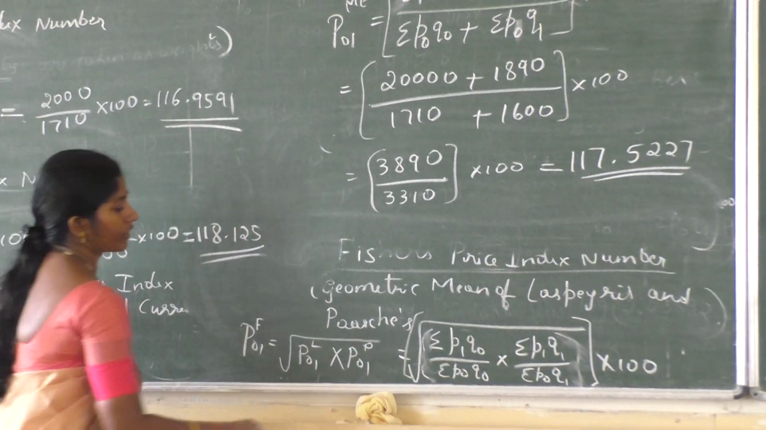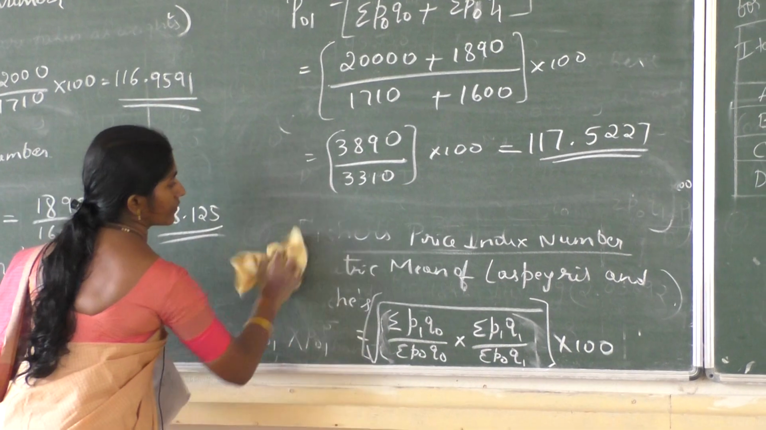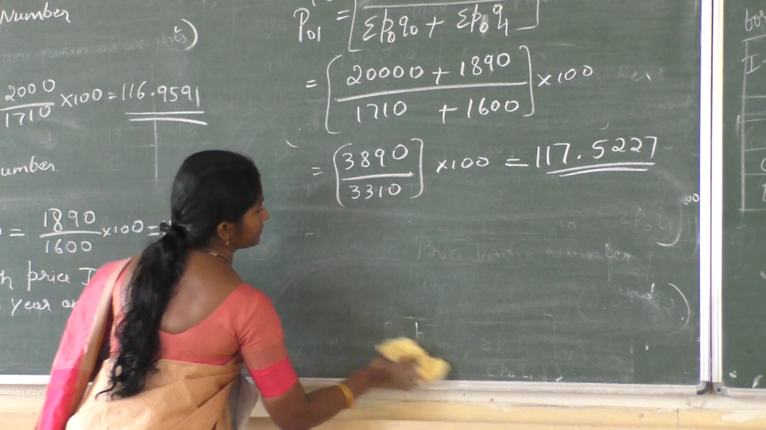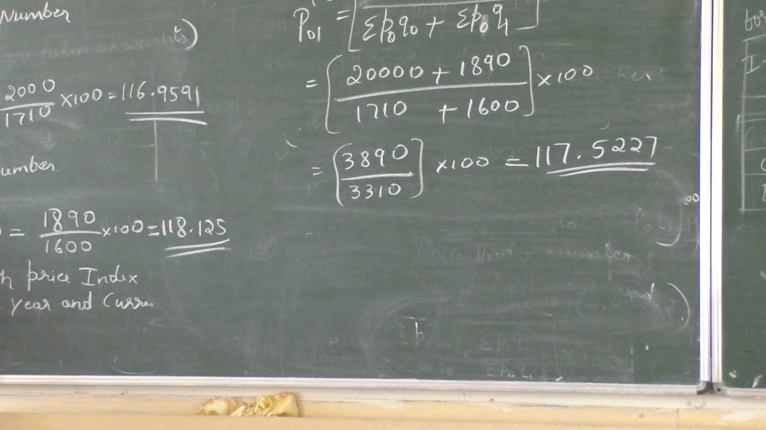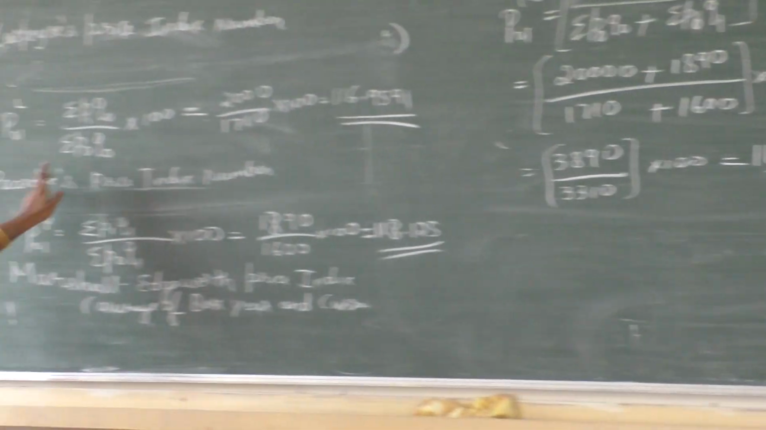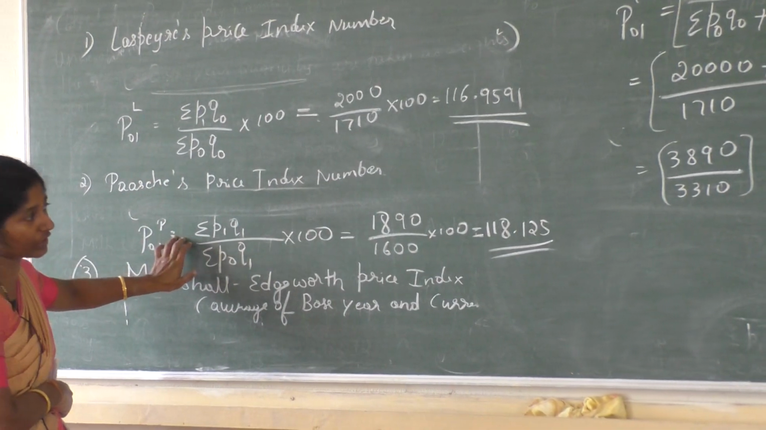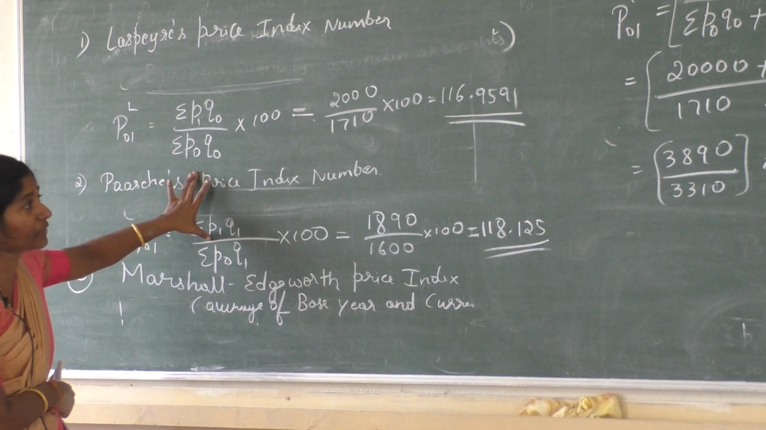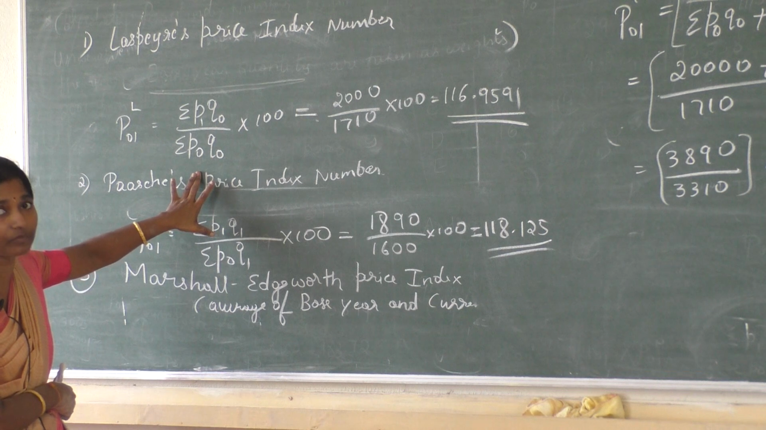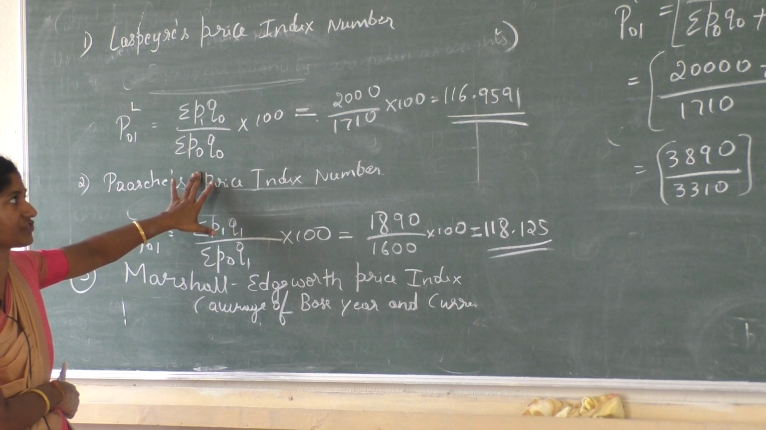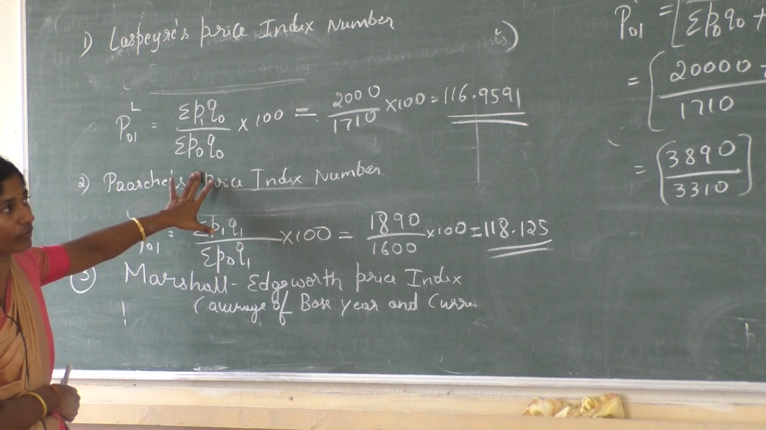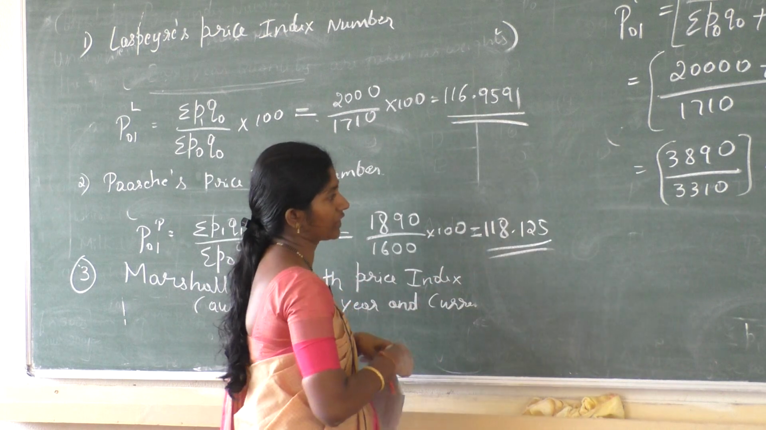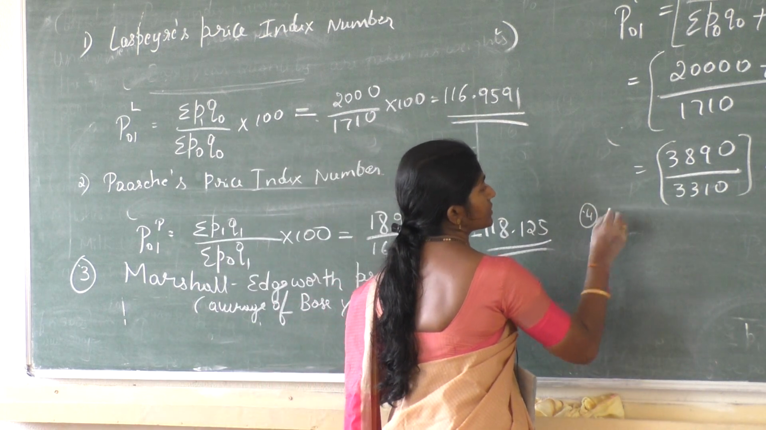Next we will go for Dorbish-Bowley price index number. We have already calculated Laspeyres and Paasche. Therefore we will use this one, the arithmetic mean of Laspeyres and Paasche. Otherwise you can use another formula also, but here we have already calculated these two values, so I will use them. Fourth one, that is Dorbish-Bowley.